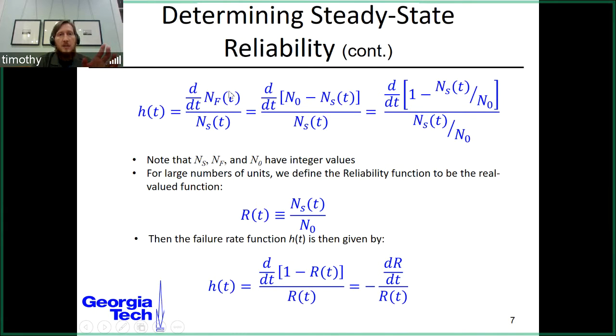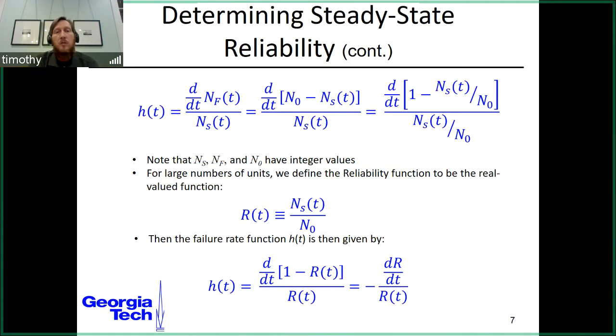So if we take this and do the substitution that we were talking about, because the number of surviving and the number of failing combined gives the total number, and then we can factor it out to give a constant term, we can see that the derivative of 1 minus this constant term, n_s over n naught, divided by n_s over n naught is going to be equal to the h of t as well. Note that n_s, n_f, and n naught have integer values.